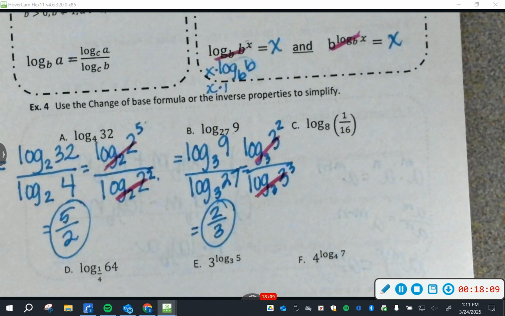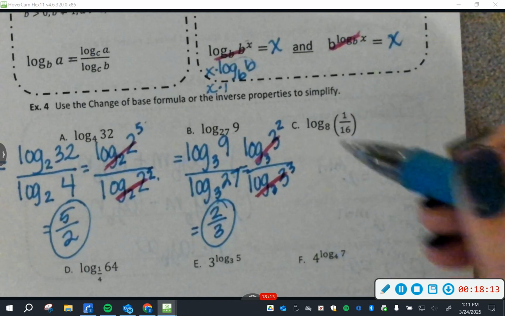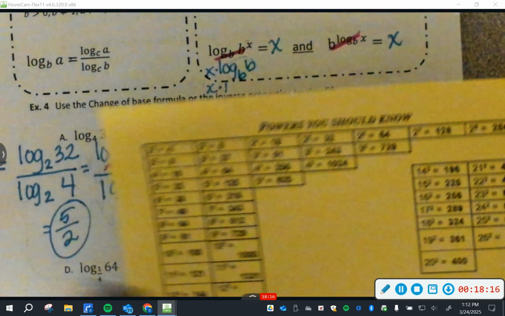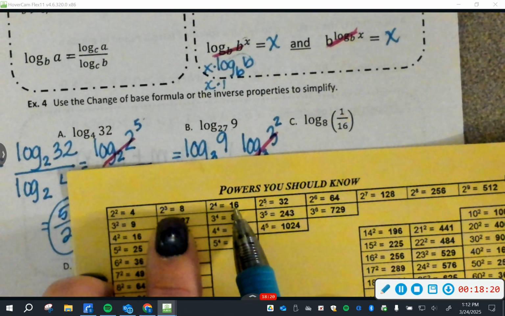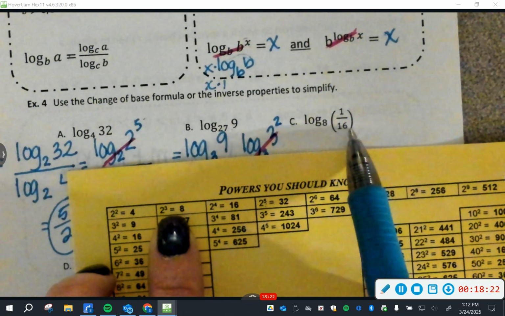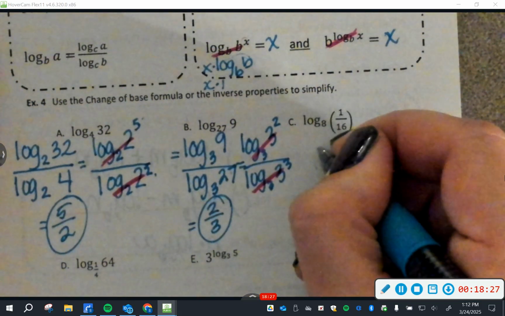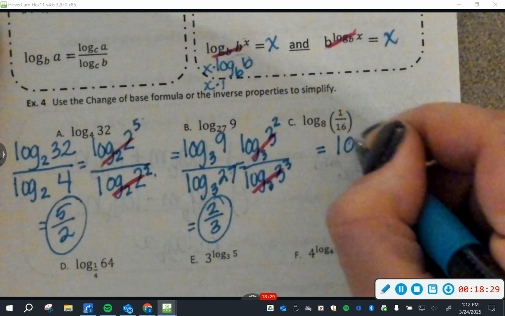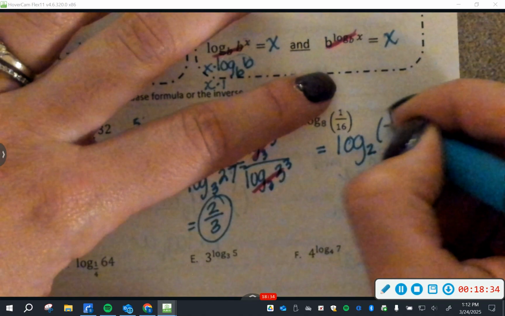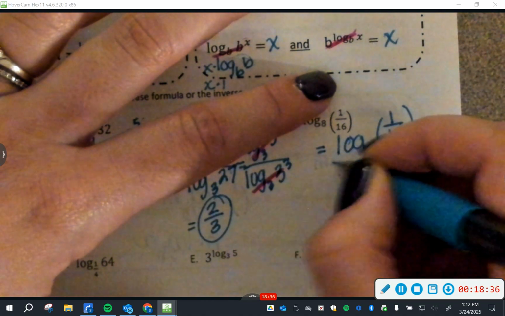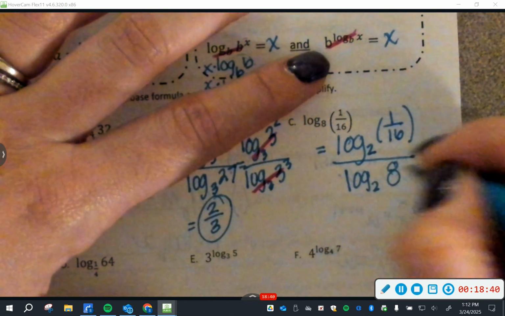Let's try C. We have log base 8 of 1/16. I don't like it. So I got to think, all right, 8 and 16. Those are both powers of 2. I know 1/16, that just means a negative exponent, right? So let's write these with a base of 2. So this would be log base 2 of the argument, which is 1/16, over log base 2 of 8.